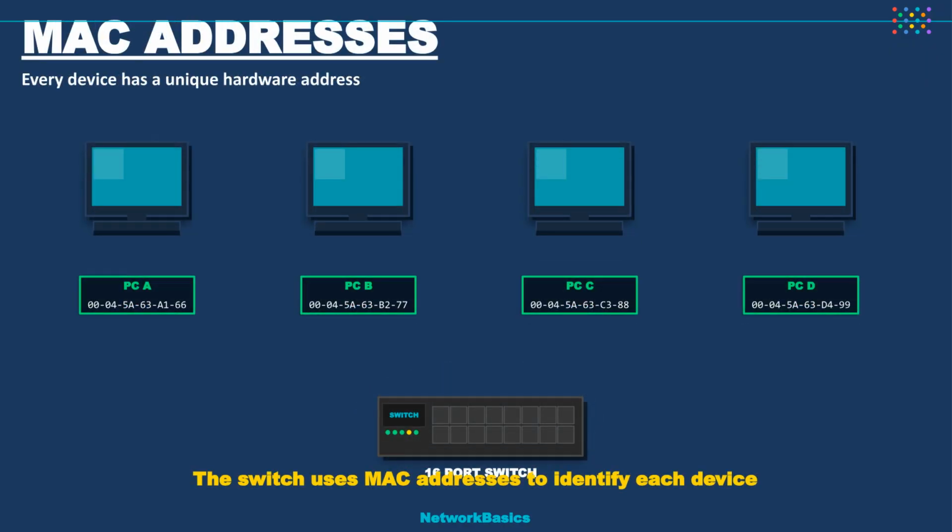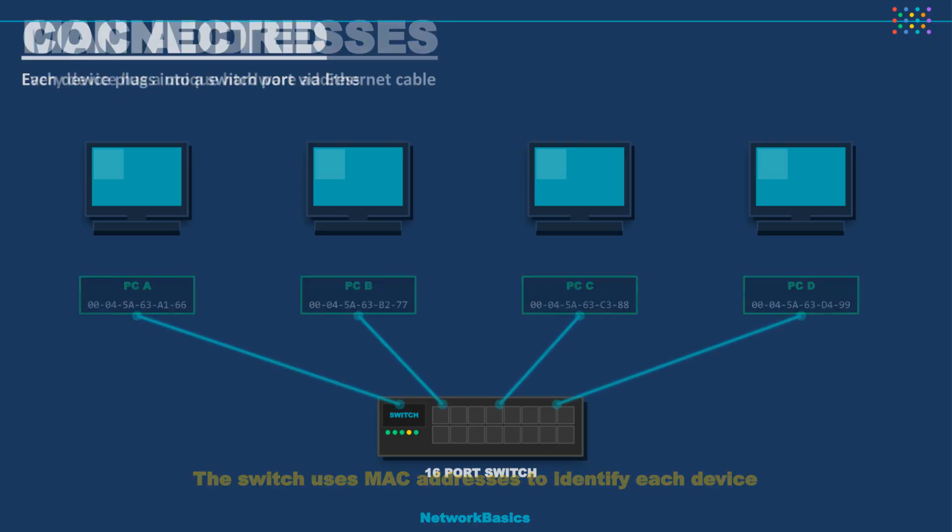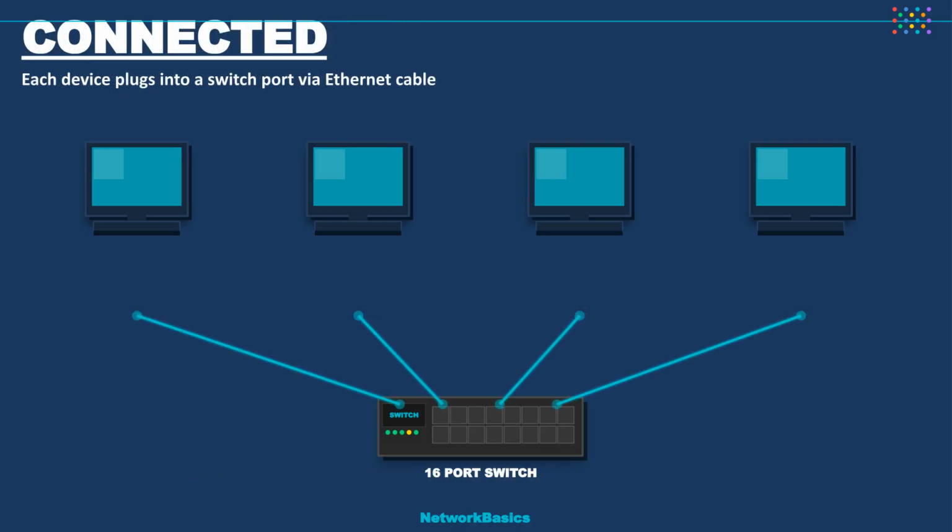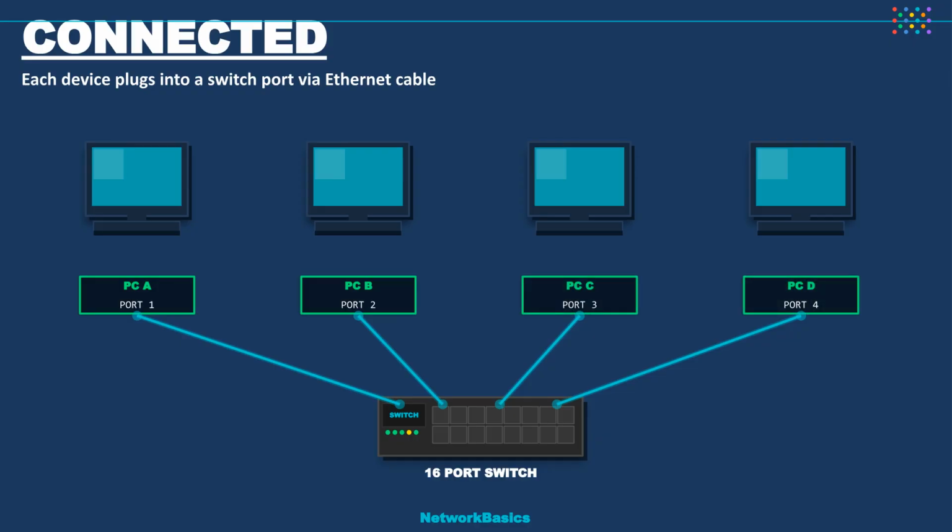Every device has a unique physical address called a MAC address. The switch uses these MAC addresses to identify and locate each connected device on the network. Each PC connects to a physical port on the switch via an Ethernet cable. For example, PC A is on port 1, PC B on port 2, PC C on port 3, and PC D on port 4.